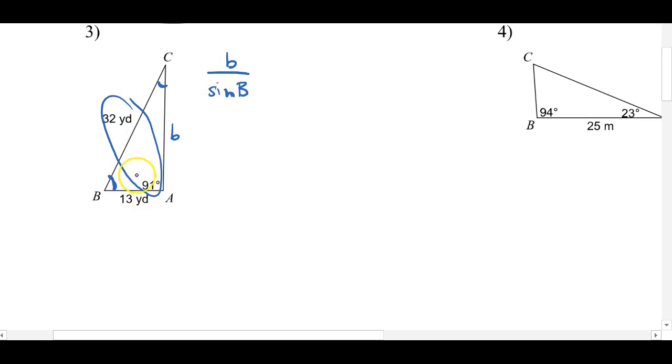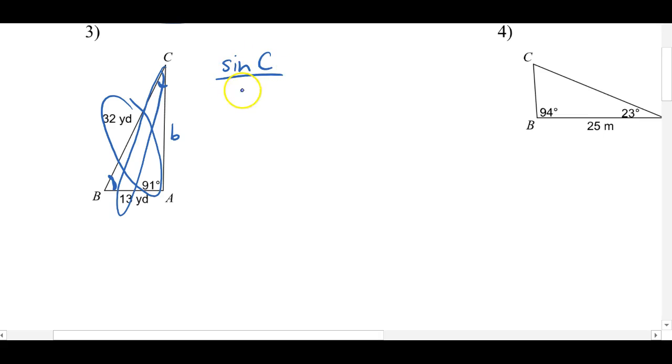So I only know one pair, so that means I can't choose that side to find. But the only other piece of information I do know is this 13. So in this case, it looks like I'll have to find the angle C, because I have angle C and then its opposite side. So that's the only one I can look for first.